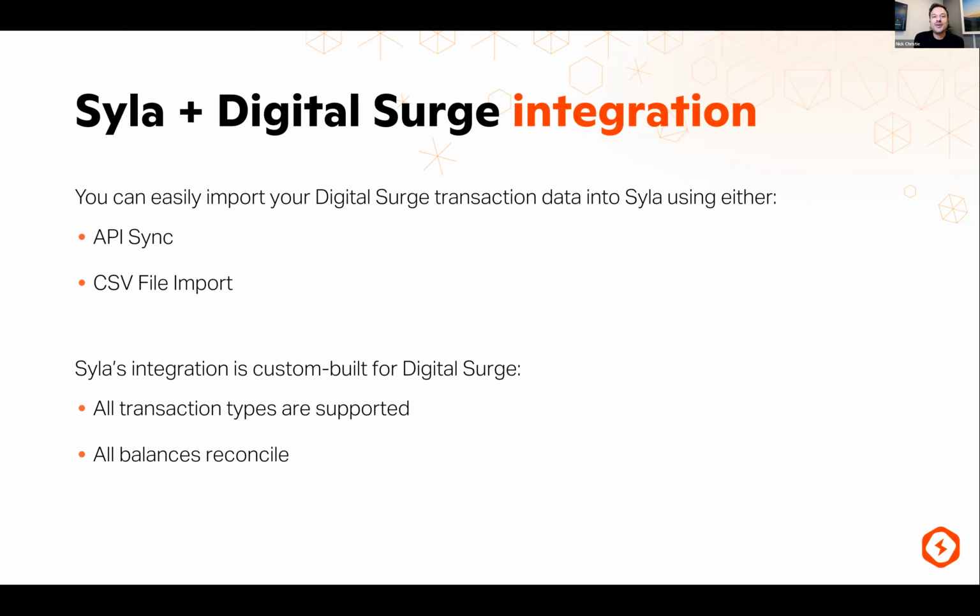Cool. So I'm going to show you a little bit of the actual demo of how Syla works, like how you would import the transactions. In Digital Surge, we support two ways to get your data from the Digital Surge platform into Syla. One is by an API sync, and the other is by a CSV file import. Our integration has been custom made. We look at all the different types of transactions that occur so that when they flow into our software, it's all classified correctly and everything balances up, which is really good.